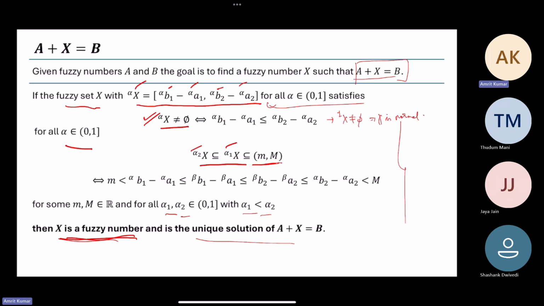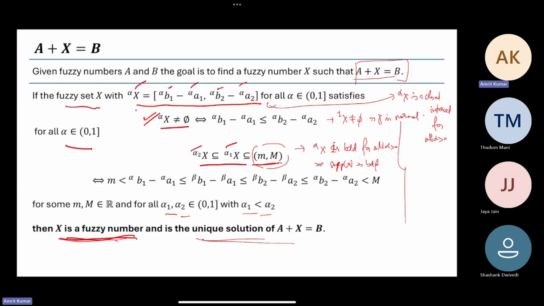This means that X is a closed interval for all alpha greater than 0. And this means that the alpha cut of X is bounded for all alpha greater than 0. And this essentially means that the support of X is bounded. So these three properties taken together automatically imply that X is a fuzzy number.